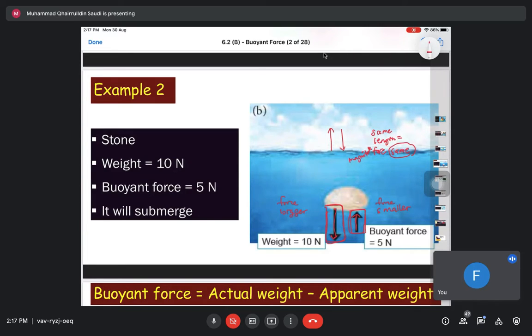So for this case here, the weight of the stone, the force that is pulling the stone downwards, is 10 Newton. While the buoyant force, iaitu the force that is pushing the stone upwards, is 5 Newton. So if we can see here, tarikan yang menarik ke bawah 10 Newton, tapi daya tolakan yang menolak ke atas 5 Newton. So the bigger force is weight that is pulling downwards. That's why the stone sinks. Sebab tarikan ke bawah lebih kuat. So the weight is bigger. So it will submerge. Boleh faham?